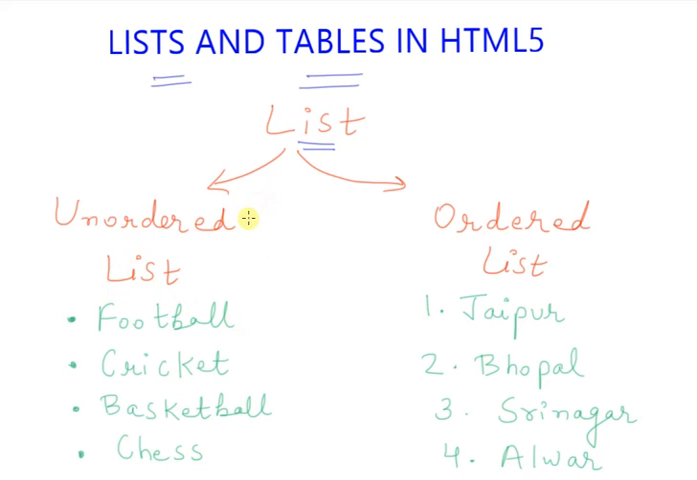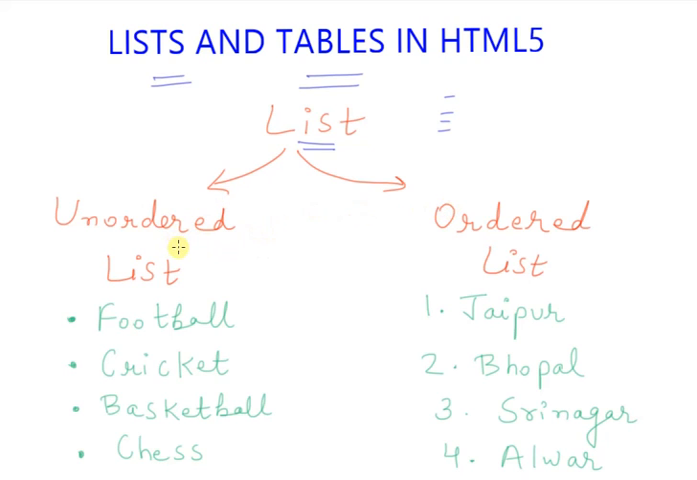Suppose we are going to market and we just maintain a list. So 1 2 3 4 जो भी items होंगे वो list कहलाएगी. So it is of two types, unordered list and ordered list. Two types की होती है, एक तो unordered list और एक ordered list.